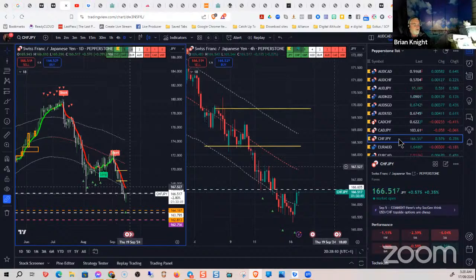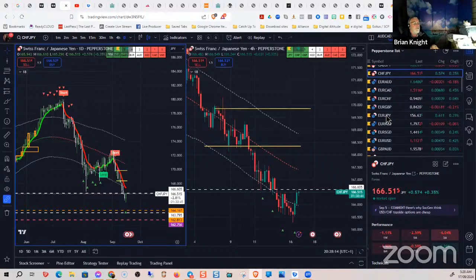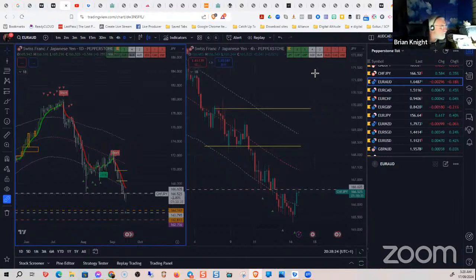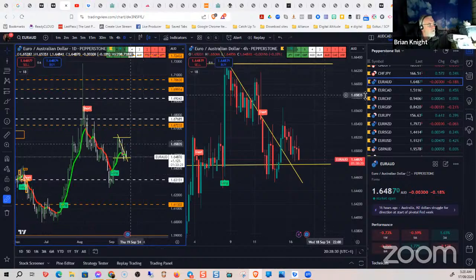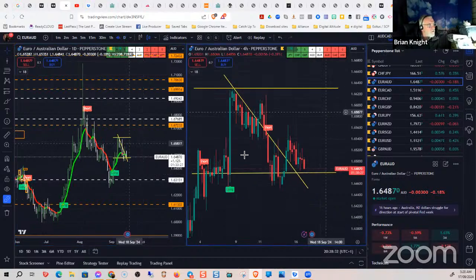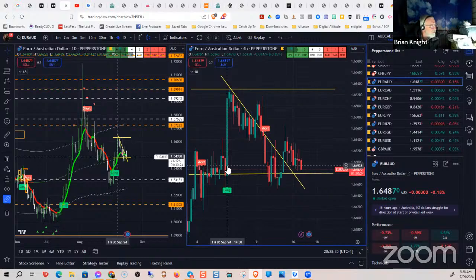And that's the Swiss franc against the Japanese yen. So obviously, and you can see, from a strength perspective, they're both sitting up high up there. All right, Euro AUD. The euro started to drop off again. I think it must have been the rate decision last week.